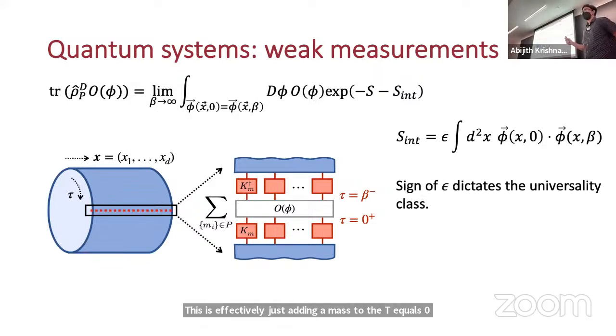And that is basically adding a plane defect to our system. And so we should realize the different plane defect universality classes along this tau equals 0 slice. And here the sign of epsilon will dictate the universality class. If we add a positive mass perturbation, we should flow to the ordinary universality class. And if we apply a negative mass perturbation, we should flow to the extraordinary log universality class.